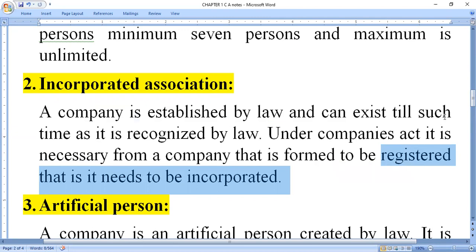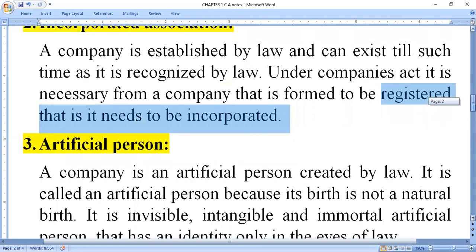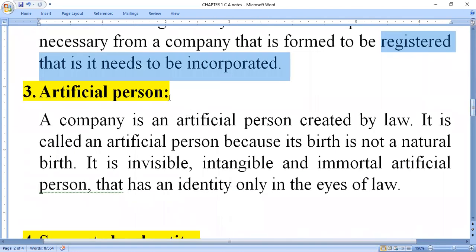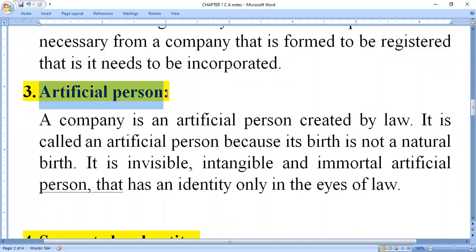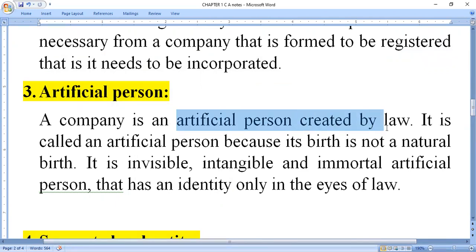And next we are moving on to the third characteristic feature of joint stock company. Here, artificial person. A joint stock company is nothing but an artificial person. It acts as an artificial person. A company is an artificial person created by law. Here, the company consists of two members. A minimum of two members is required to establish the company or the organization.